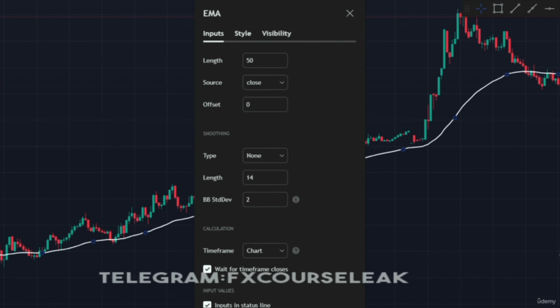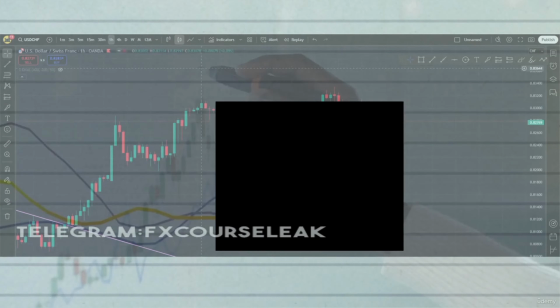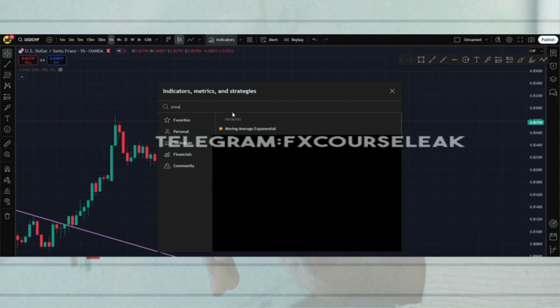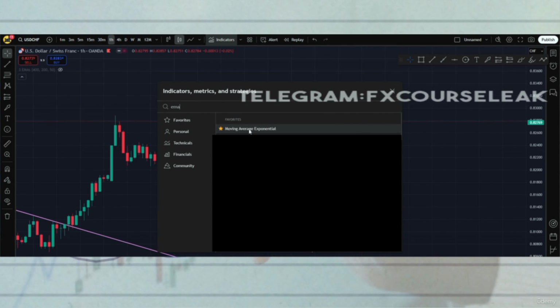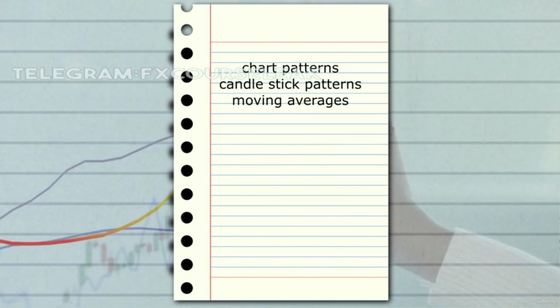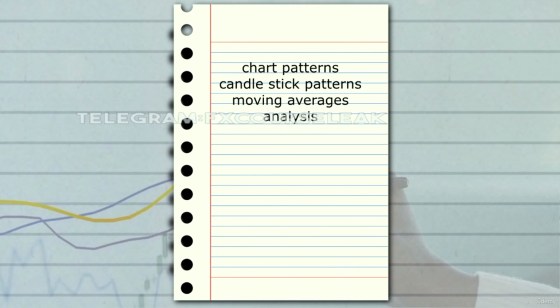So to add the moving averages onto your chart, you have to go to the indicator search bar and type exponential moving average, and there you can select the EMA. Now moving on to the main section where we'll be combining the chart patterns, the candlestick patterns, the moving averages, and analyzing the charts, and we'll be looking at some trade setups.